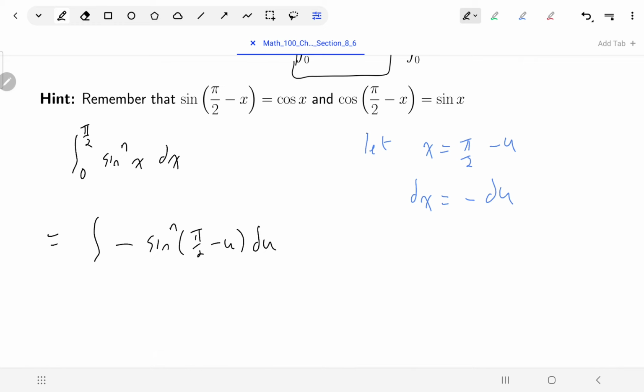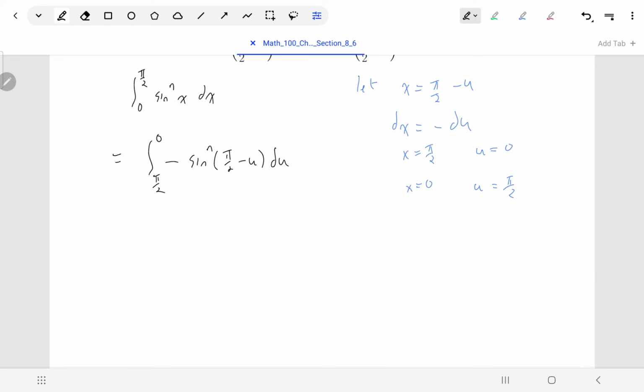And now we need to figure out our limits of integration. For our limits of integration, x was going between 0 and pi over 2. So we need to know what's happening for u. If x is 0, using the original substitution, then u would be pi over 2. So my lower limit of integration for u should be pi over 2. For the upper limit, if x is pi over 2, then pi over 2 equals pi over 2 minus u, so u would have to be 0. So the upper limit of integration in terms of u would have to be 0.